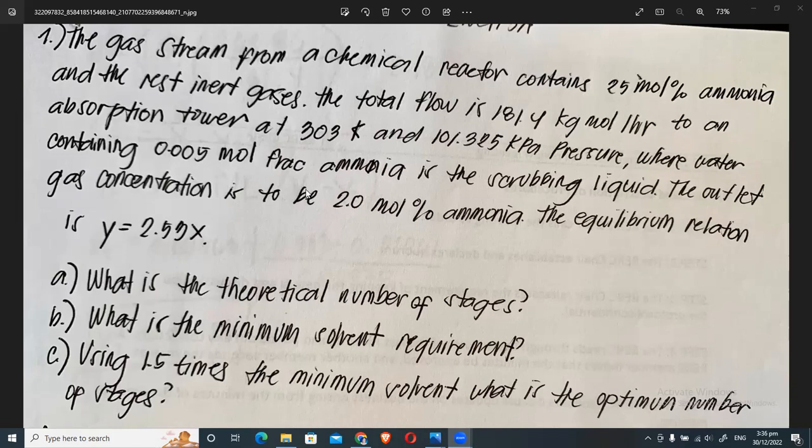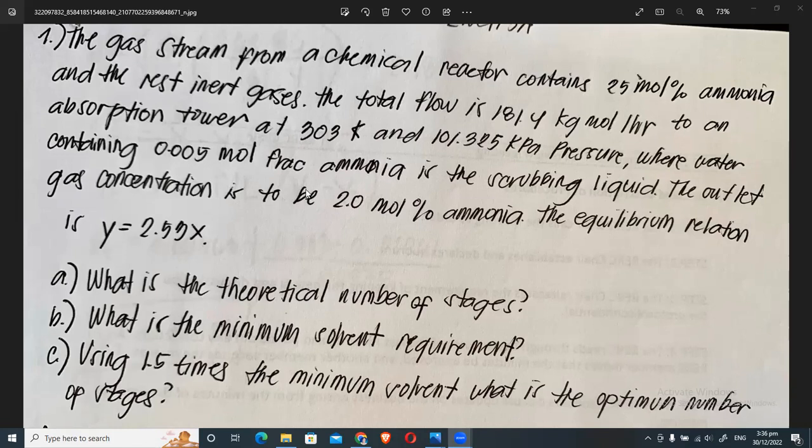Why theoretical number of stages? This means that, theoretically, given the amount of feed that is to be processed and given the amount of solvent available to take out the solute from that feed, what is the number of stages required?